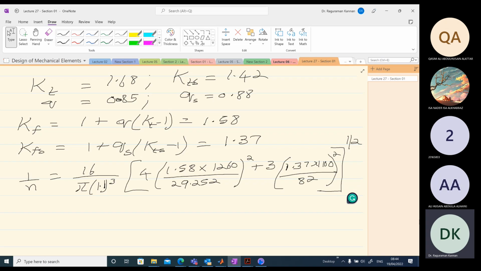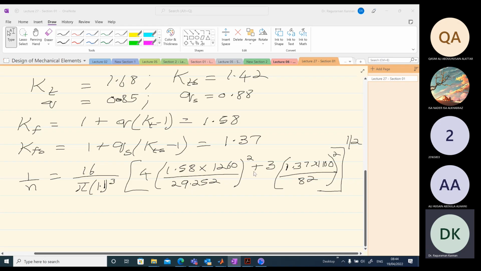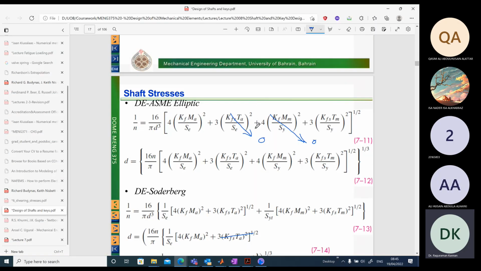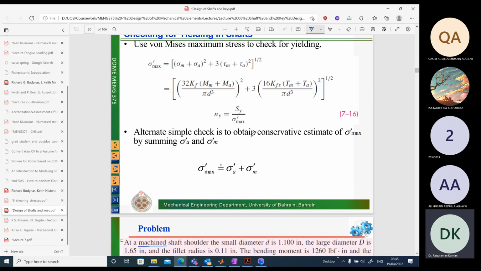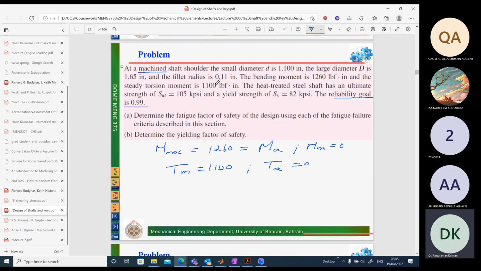It should be 1 over n. The entire thing should be in the denominator, right? Okay, so I think we have some units issue. So let's do one thing. Let's read the problem. We have all the material properties in kpsi, while the moment is in pound force. So we have to divide these quantities by 1000. Okay, so that's what we did wrong.